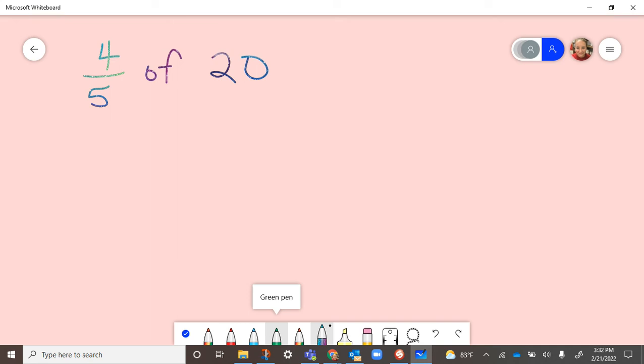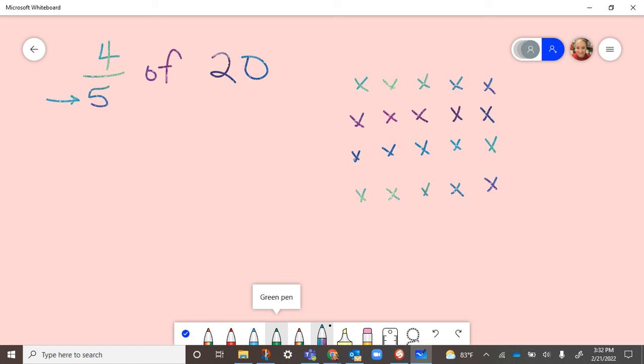I'm going to peek at my denominator, and when I go to draw out my 20, I'm going to put them in groups of 5 just to make it easier to separate. So I'm going to do 20. So 1, 2, 3, 4, 5, 6, 7, 8, 9, 10, 11, 12, 13, 14, 15, 16, 17, 18, 19, 20. So there's my 20.